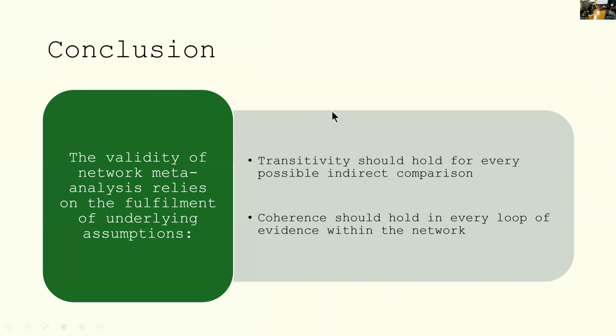So in conclusion, if you have to say that your network meta-analysis is valid, it has to satisfy two things. For every indirect comparison, you should have transitivity. That means the baseline characteristics should be equal. And then for every loop of evidence within the network, it should be comparable, or it should be coherent.